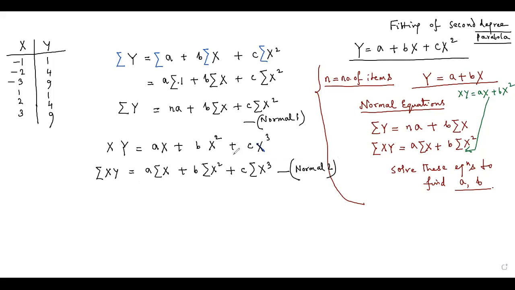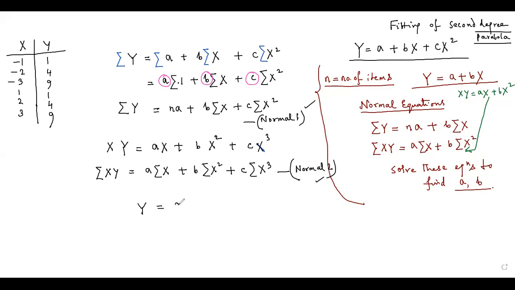After that, I have to think: do I need more normal equations in this case? If yes, then we find the next normal equation. If not, then we stop here. But from our basic knowledge of mathematics, we know that we need 3 equations to solve for 3 unknowns. One normal equation has been obtained, another has been obtained, but 3 unknowns are present here. One unknown is a, another is b, and the third is c. So for this, we need to write another normal equation.